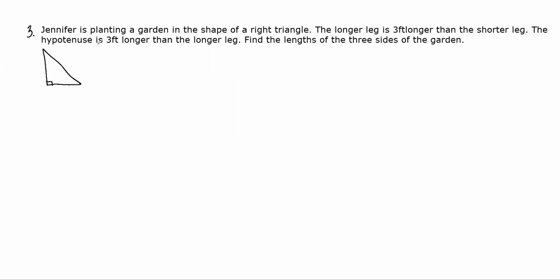Now, we know the longer leg is 3 feet longer than the shorter leg. If I call the shorter leg S, the longer leg is going to be 3 feet longer, so it's going to be S plus 3. And then it says the hypotenuse is 3 feet longer than the longer leg. Well, now if I take our expression for the longer leg, which is S plus 3, and add 3 again, that's going to be the length of the hypotenuse. So I'm just going to simplify this to S plus 6.